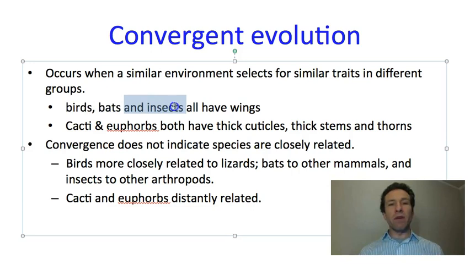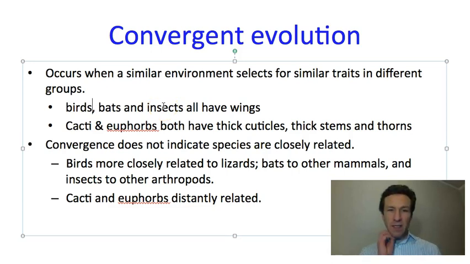But think about it, they're not very closely related to each other. Birds are more closely related to lizards than either of these other groups. Bats are mammals and are more closely related to other rodents. And insects are related to other arthropods, much more closely than either of these other groups. So the fact that these all have wings is not telling us anything about their relationships to each other. So when we are using similar traits to decide that things are more closely related, we try to ignore traits where we think the trait is there because of convergent evolution.